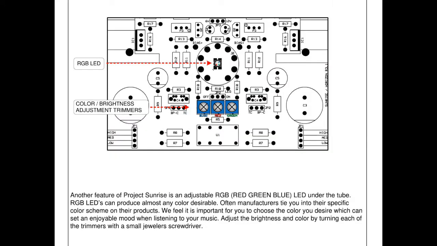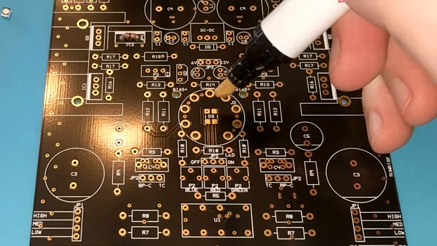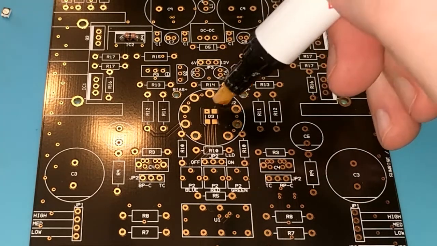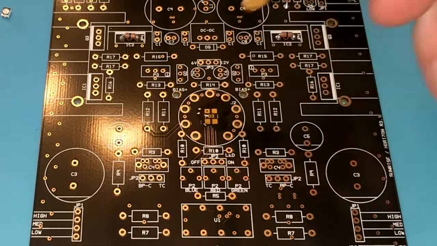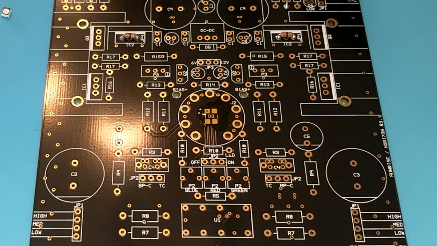All right, we're moving on to one of the only tricky-ish parts of the build. It's one small SMD part. I use some flux here just to make things a little easier. You don't really need it. But this is a small SMD RGB.